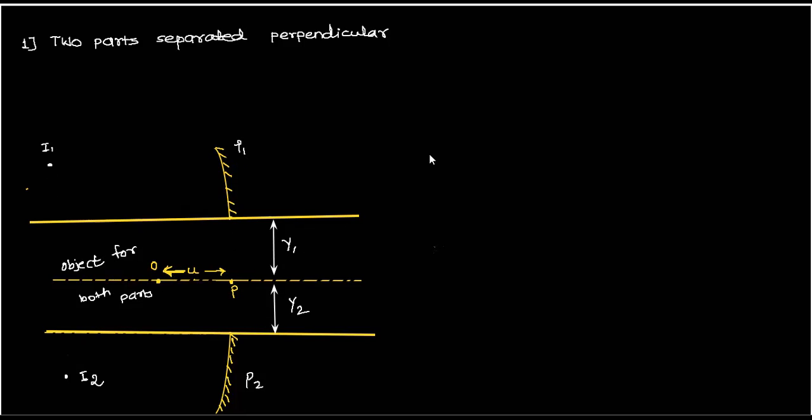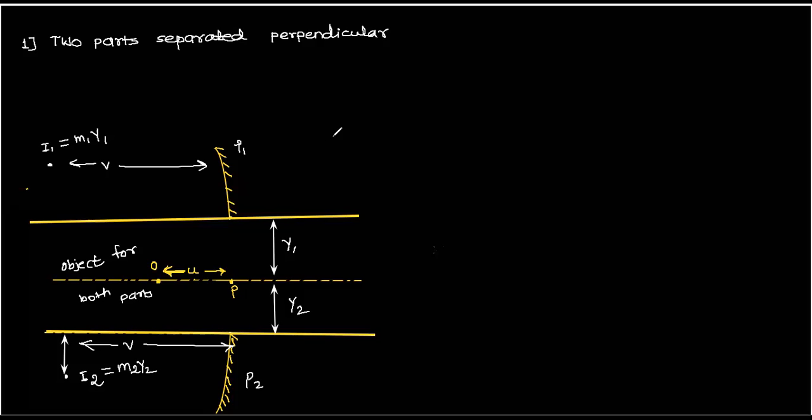Now this I2 is how much? See here. This I2 is equal to, can I write like this, M2 into Y2. And this distance is how much? V. What is this distance? V. Even for this also, this image distance is V only from this mirror. And this I1 is equal to what? M1 into Y1.